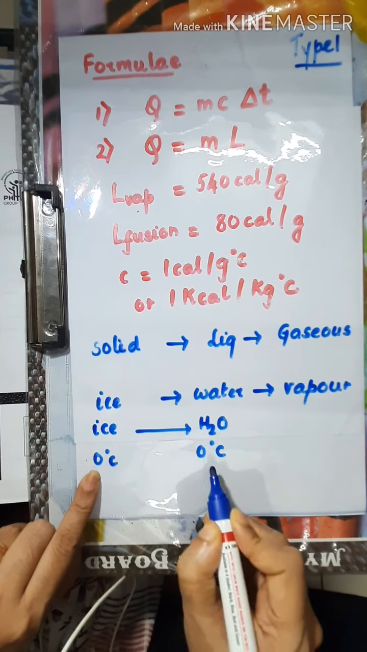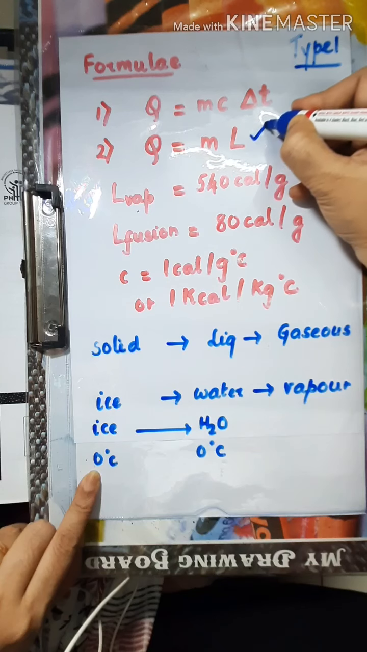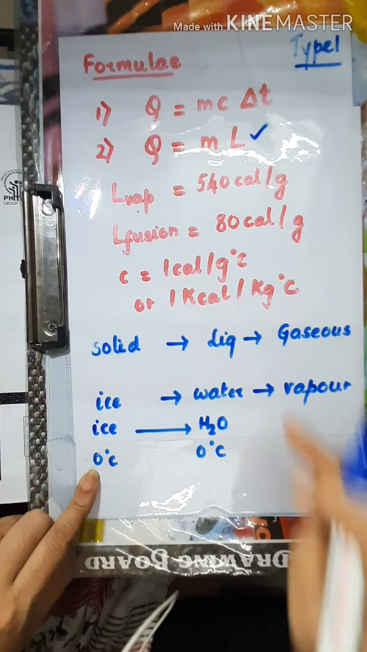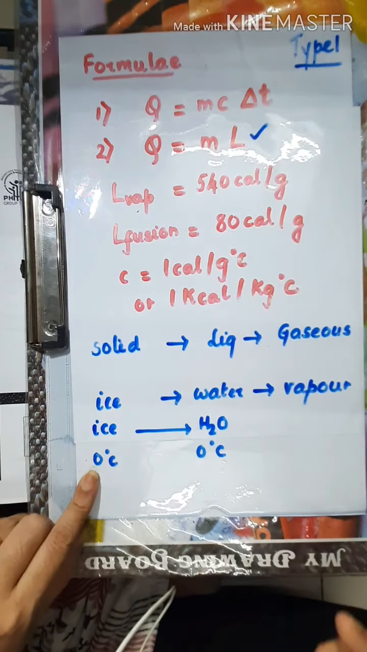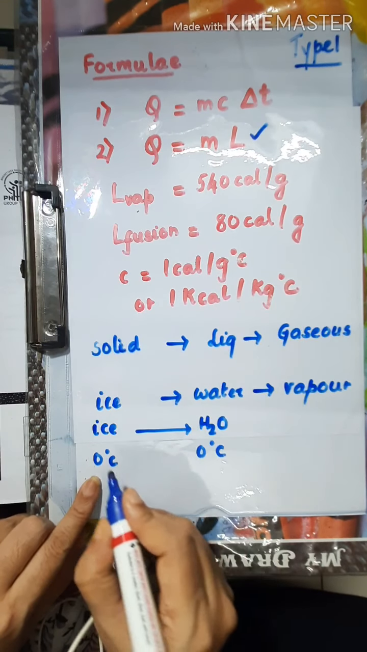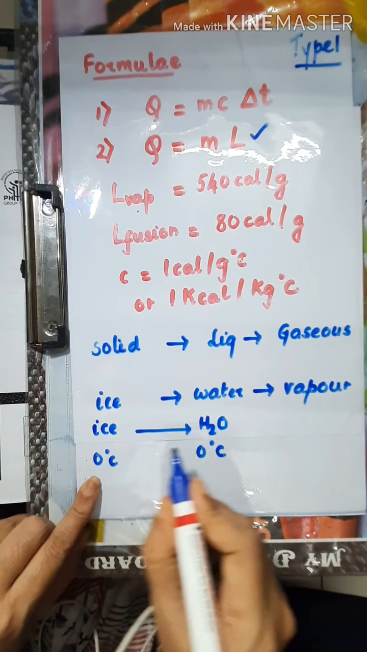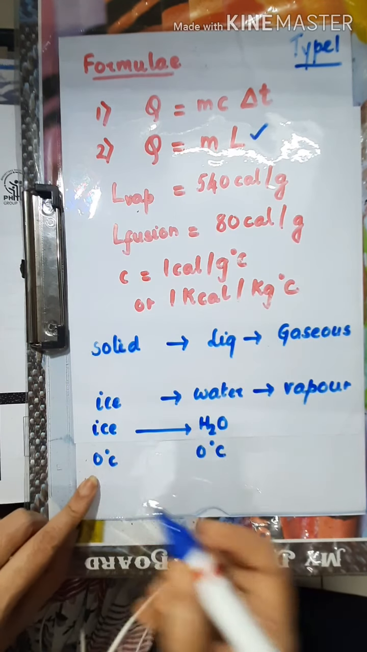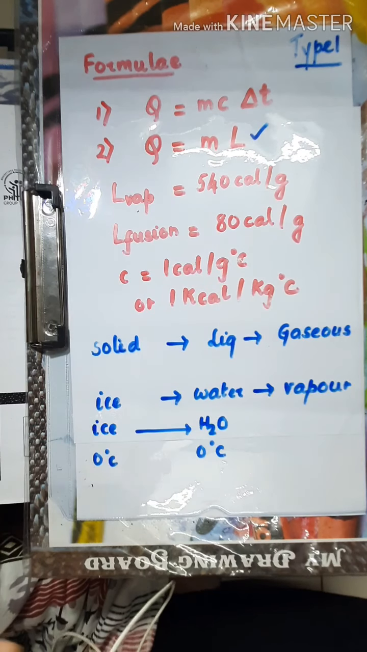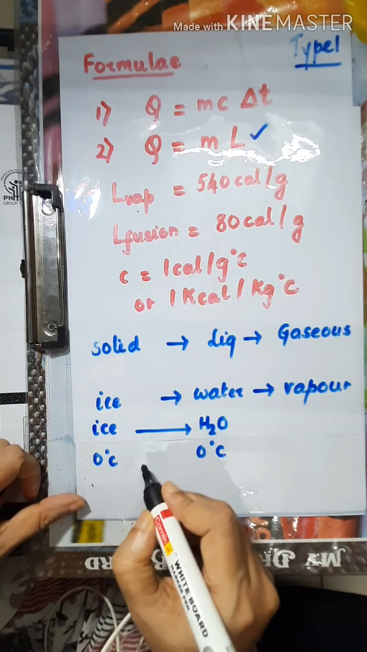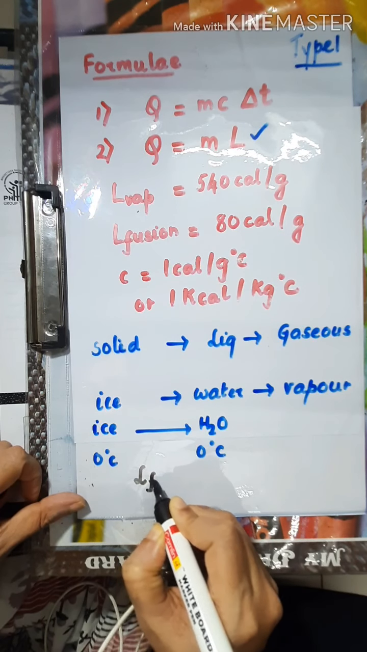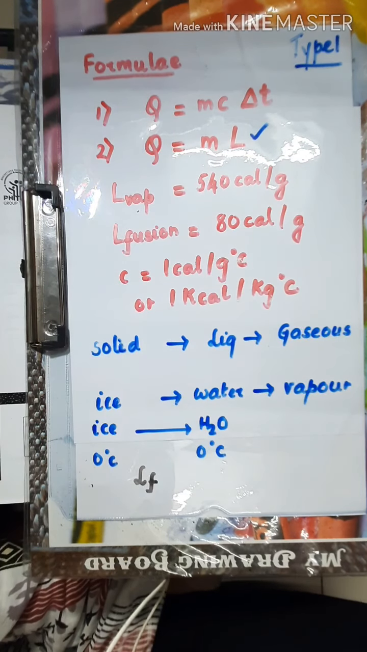So when my temperature does not change, I use this formula. The heat energy that is supplied is the mass multiplied by latent heat. What I am doing is I am converting ice into water, right? So I have to call it the latent heat of fusion. I am writing it with small f.